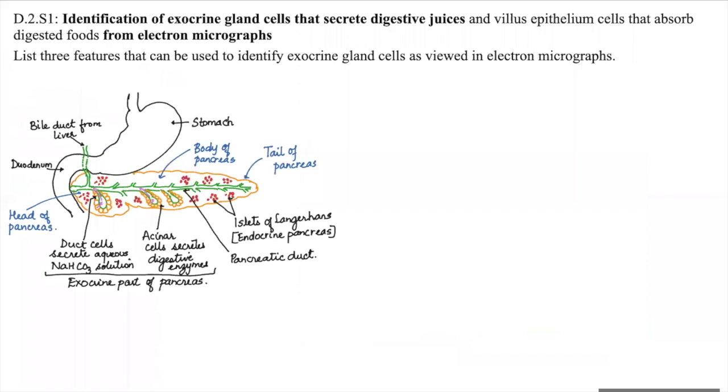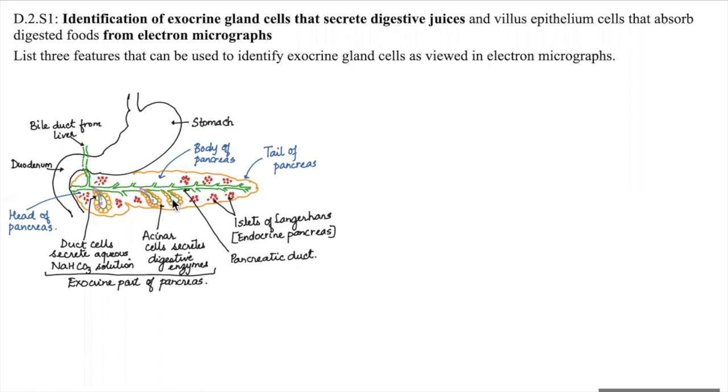The next one is D2 skill 1, where you have to identify the exocrine gland cells that secrete digestive juices, and in that you have to try and identify the features that tell you that this is an exocrine gland. So first let us look at the exocrine gland here. Now the pancreas is an exocrine gland. Pancreas has both endocrine as well as exocrine glands. The endocrine part is the islet of Langerhans, which secretes the hormones insulin and glucagon. Now, apart from that, there are these acinar cells which are present.